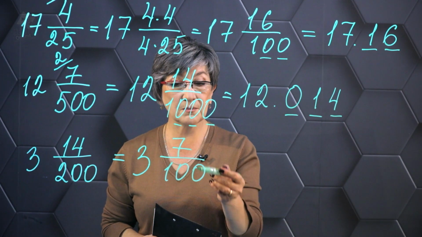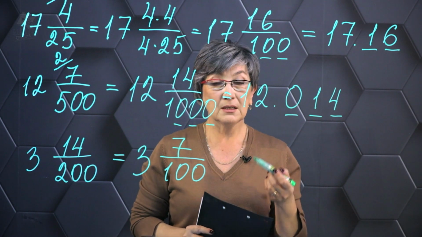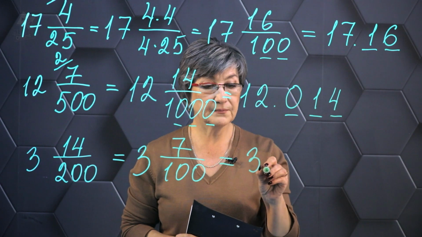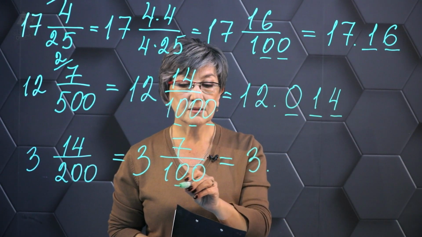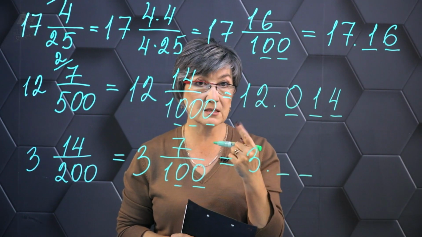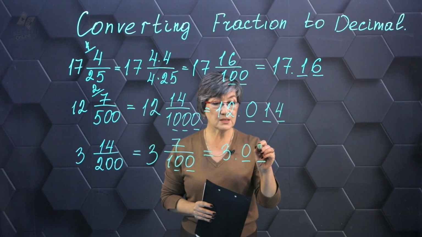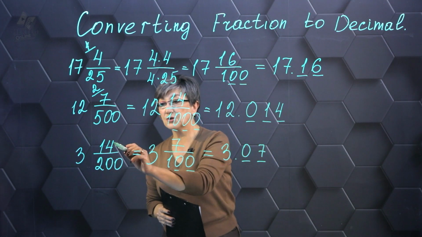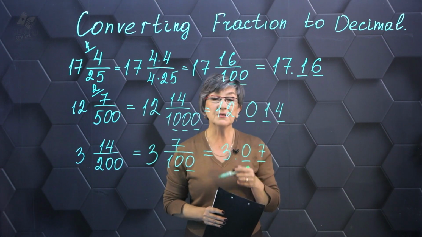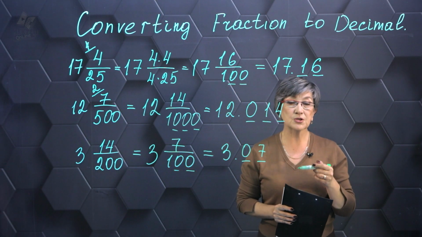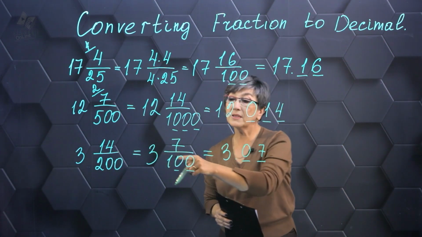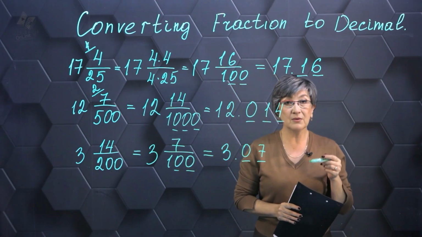And I can see that my denominator has become 100. And then I can also write it down as a decimal fraction. I write down 3 whole and 7 hundredths. So I have 2 decimal places after the decimal point. Again, I have one digit in the numerator, so I add a 0 and write 07. The result is 3 14/200 is 3.07. That is, when we write a fractional number in the form of a decimal fraction, you can also reduce the fraction to get a denominator that is equal to either 10 or 100 or 1,000.